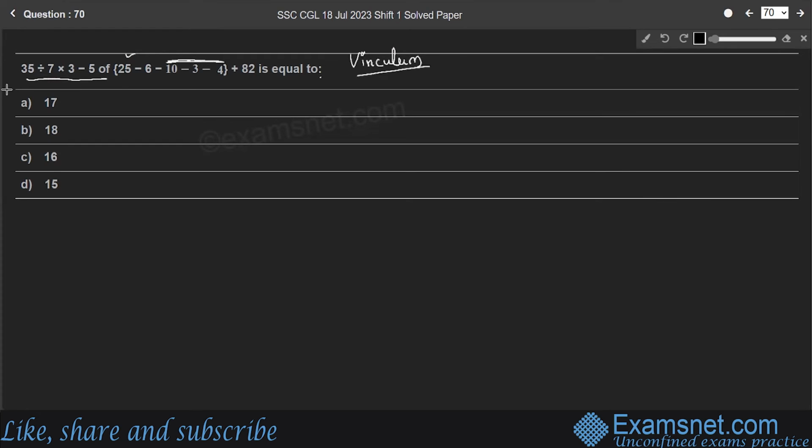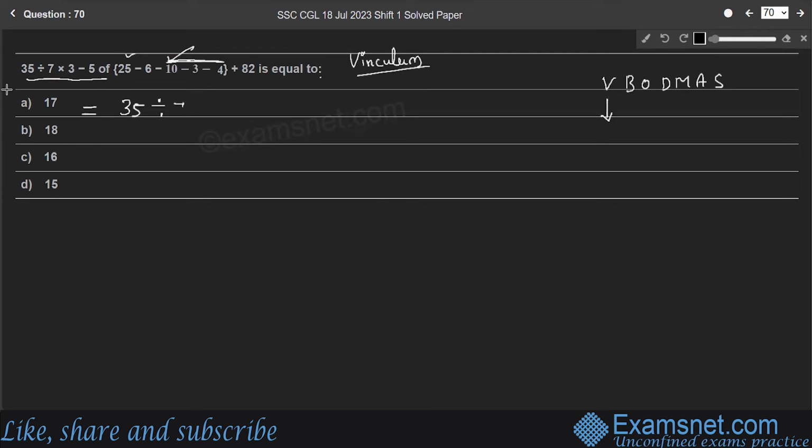To solve such type of problems, we need to follow the V-Bodmas rule. This rule says first solve for the vinculum part. So we'll start with 10 minus 3 minus 4, this part, 10 minus 3, not minus 10. Just avoid the sign behind 10 here. Start from 10 minus 3 minus 4.